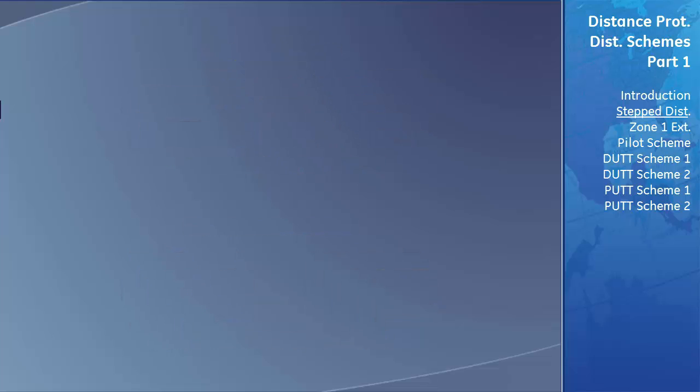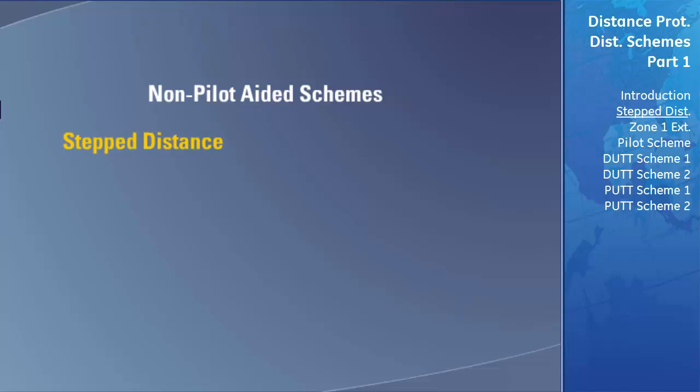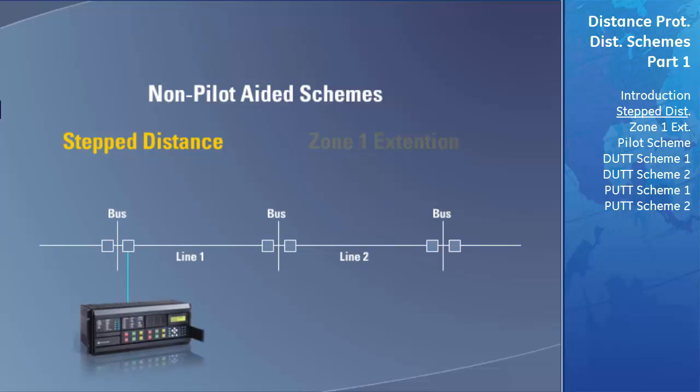In the category of non-pilot-aided distance protection schemes, there are two main types that we will discuss: the stepped distance protection scheme and the Zone 1 extension protection scheme. We will first describe the stepped distance scheme, which is the basic structure for all other distance schemes, so it is important to cover it in great detail.